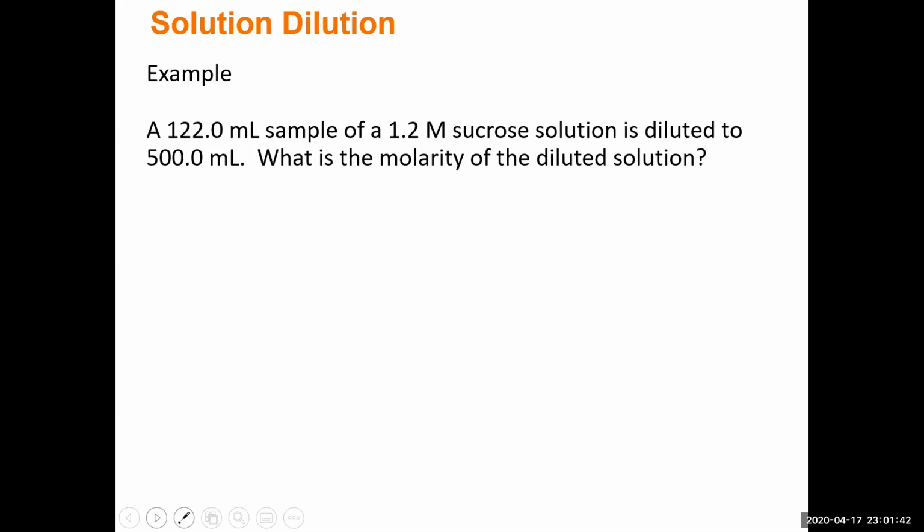Let's try another example problem. Here we have a 122.0 milliliter sample of a 1.2 molar sucrose solution that is diluted to 500 milliliters. What is the molarity of the new diluted solution? Take a few minutes as you try this problem.